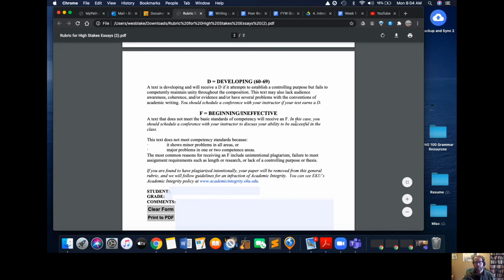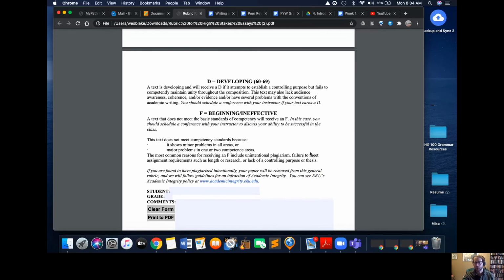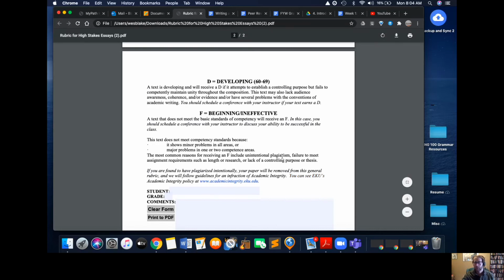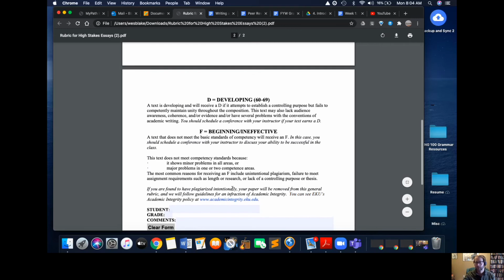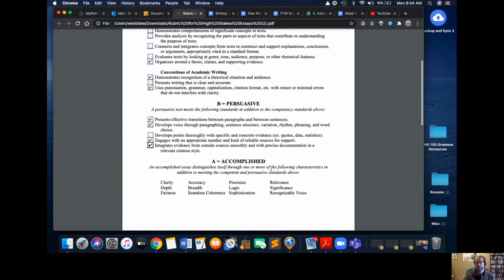So that's something to keep an eye out for and to make sure that your essay does. You'll notice here a failing score. The main thing here, usually it's going to be unintentional plagiarism, and we'll talk about that more. Also, the syllabus speaks to that a bit, but it also speaks to not meeting the assignment requirements. So the length. If it's a 3-page essay and it's only a page, or research, if there's 6 sources required and there's only 1 source, that would earn a failing score. Also, you'll notice here too the lack of a controlling purpose or thesis. So you really want to focus on your thesis and make sure your essays follow your thesis. You can tell that's really important. I just want to point that out.